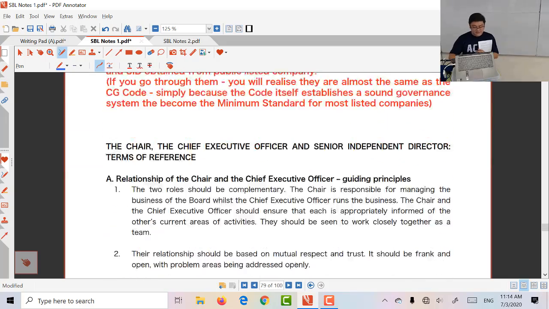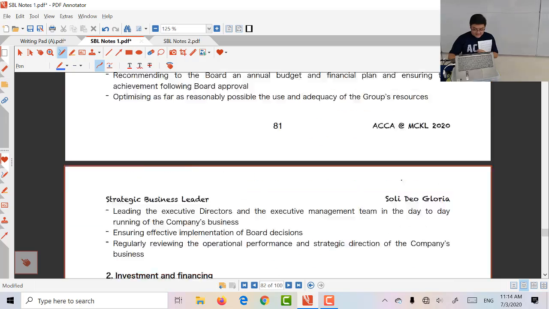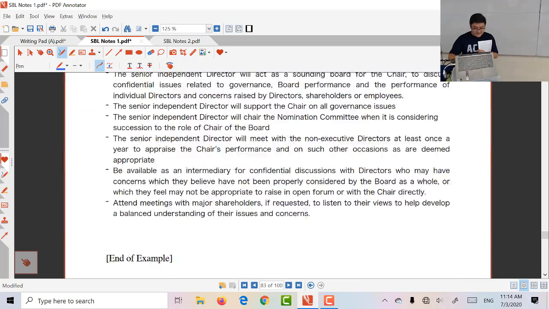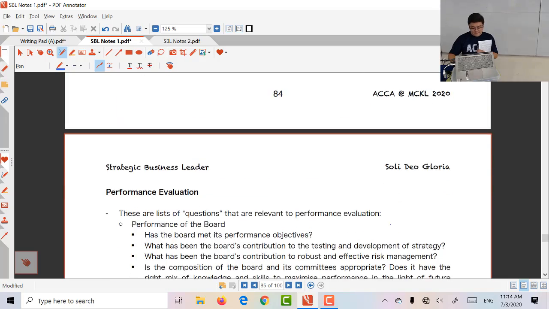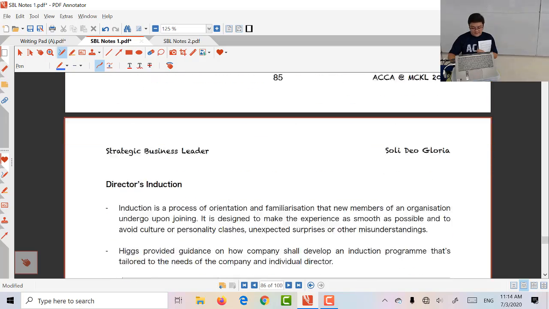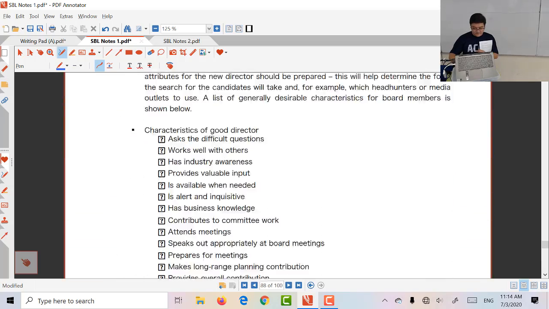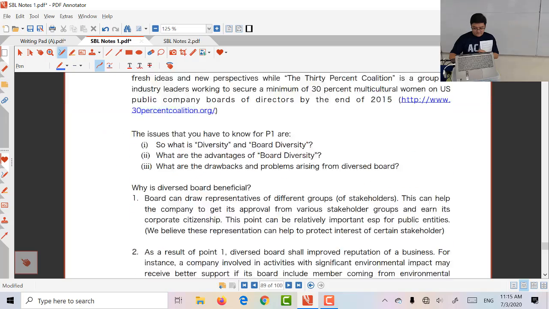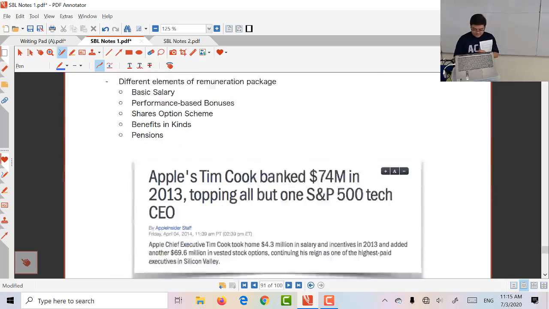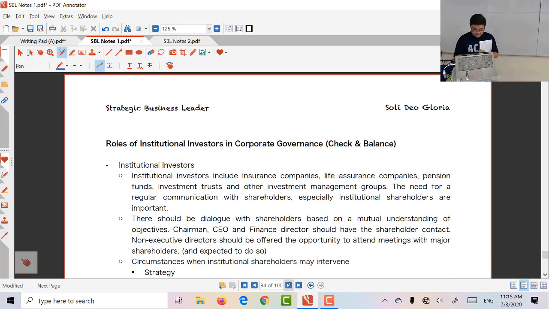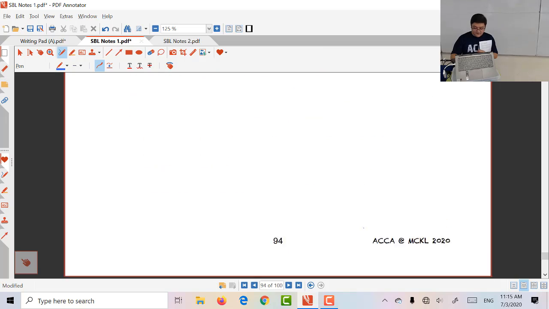Okay, I will go on to this part on institutional investors. Can you come to page 80? Wait, okay, can you come to page 94?